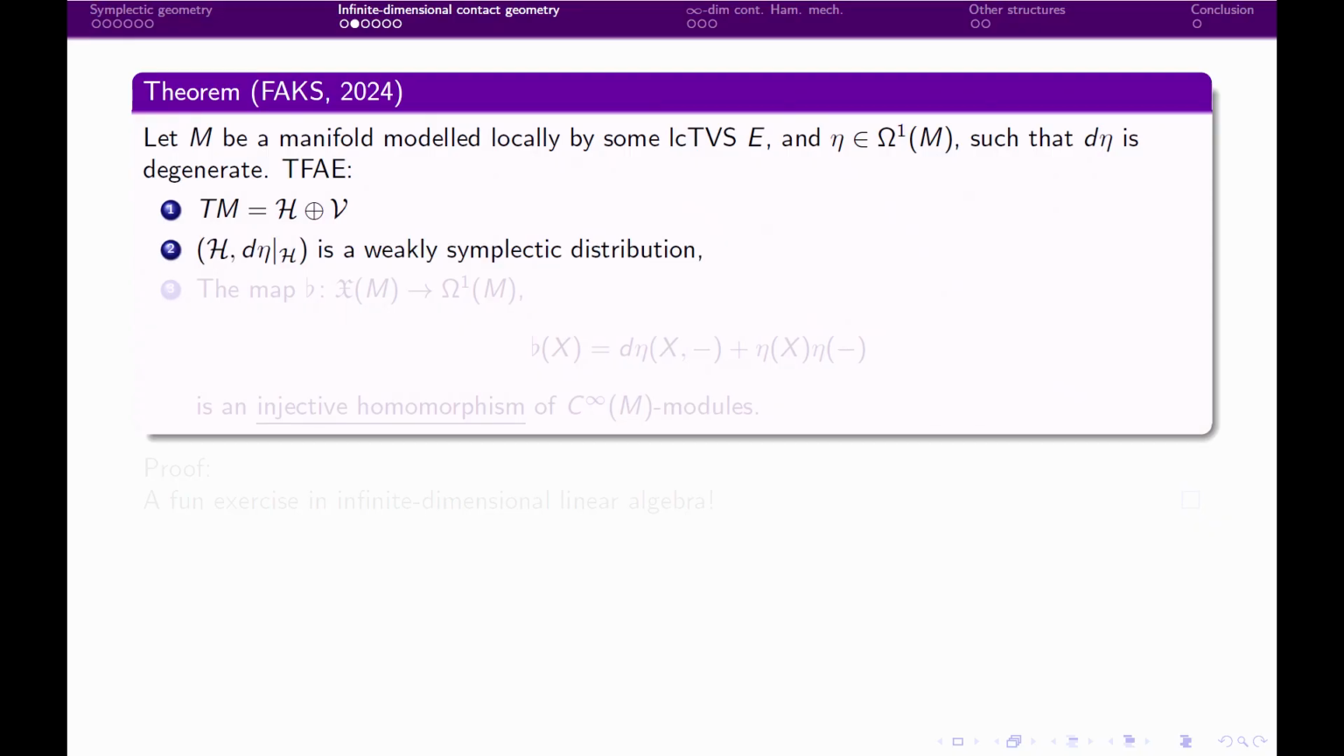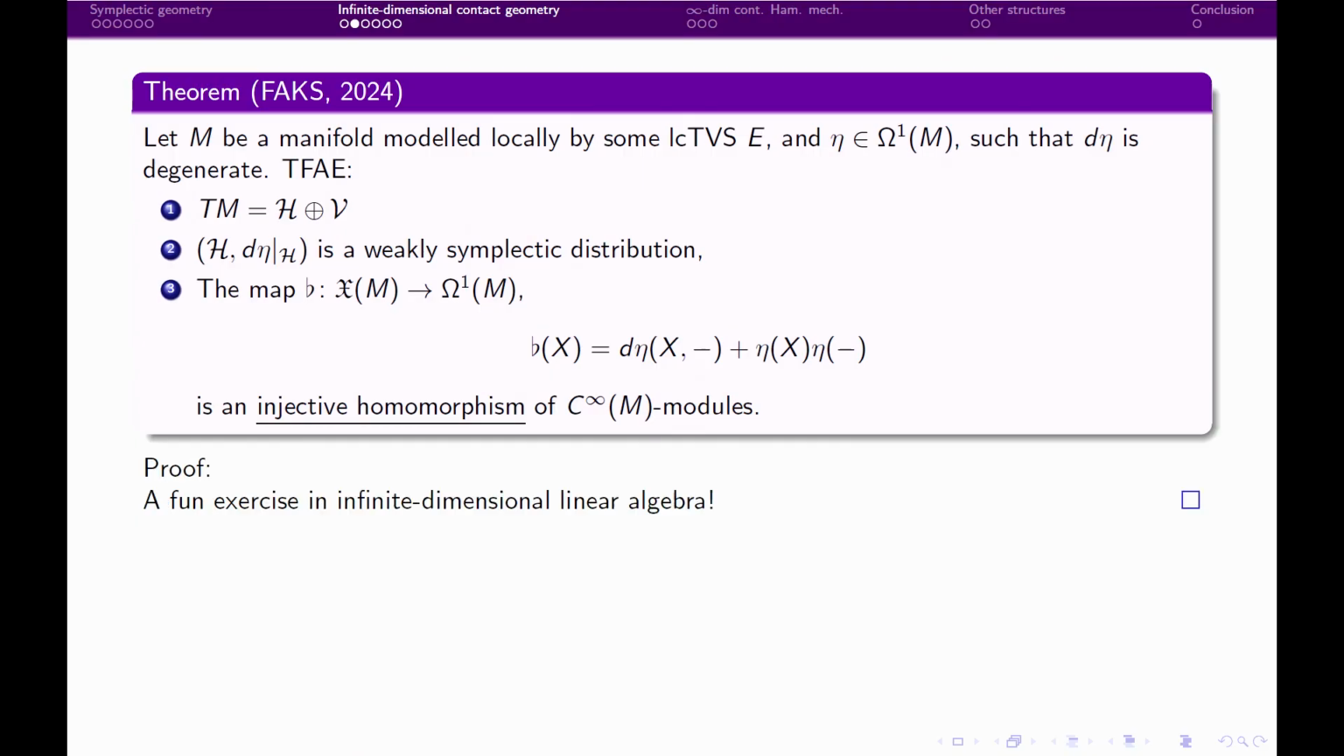Our tangent bundle splits. We have a weakly symplectic distribution, and we have this map flat defined in exactly the same way, but instead we only assume it to be an injective homomorphism, because if we assumed it to be an isomorphism, then this would be assuming that it was isomorphic to its dual, which would be too strong, like in the symplectic case. And the proof is, I think, quite fun, and I don't think it's too difficult to come up with by yourself, and it would take me too long to explain for now.